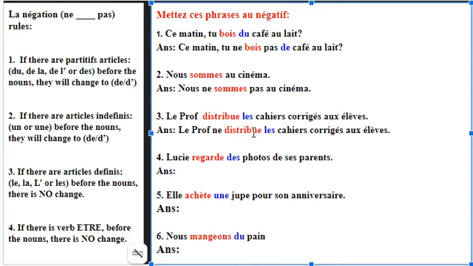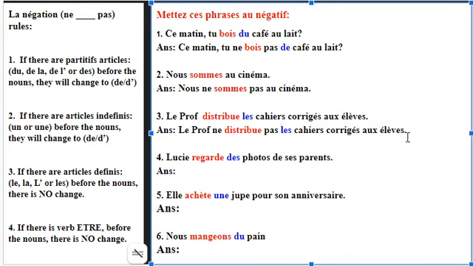Le prof ne distribue, then pas. Le prof ne distribue pas les cahiers corrigés aux élèves. Le here did not change because the rules say if there is an article défini, and we can see le, la, l'apostrophe, le, there is no change. So: le prof ne distribue pas les cahiers corrigés aux élèves. So this is the answer.